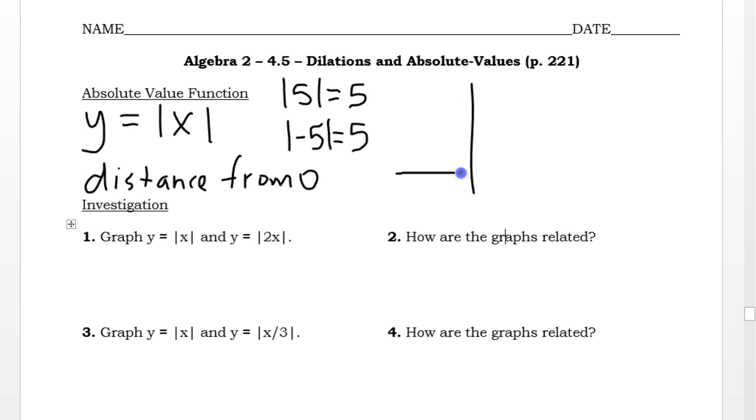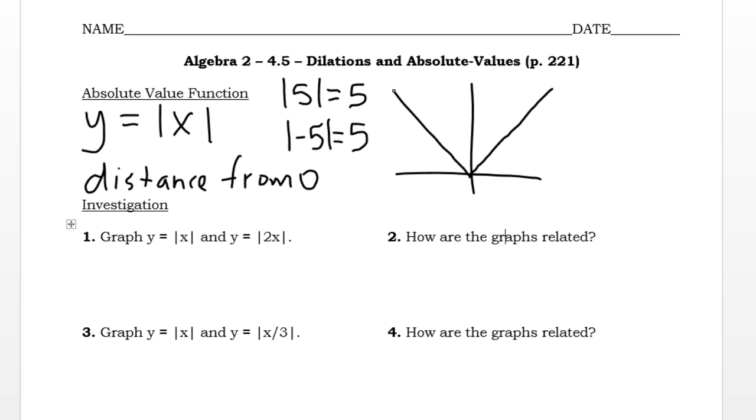So when we talk about the graph of the absolute value, all of the positive values just make a straight line because 1 is 1, 2 is 2, 3 is 3, 4 is 4. But when we talk about the negative values, all of the negative values turn positive. So the absolute value graph basically looks like a V.